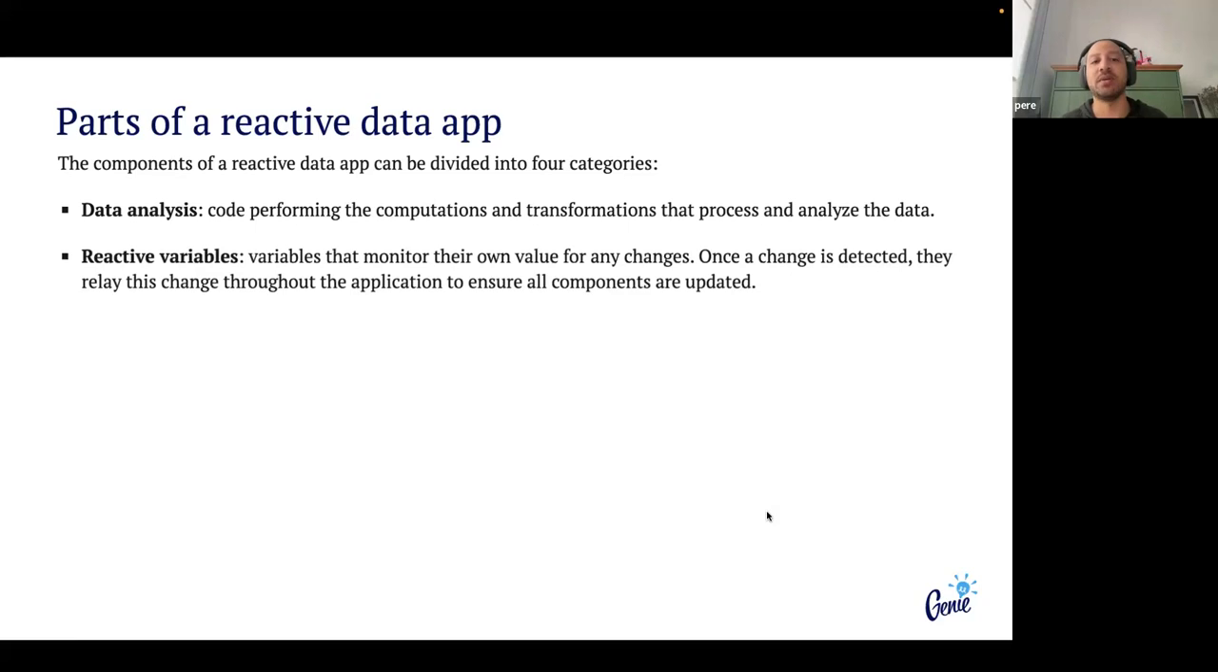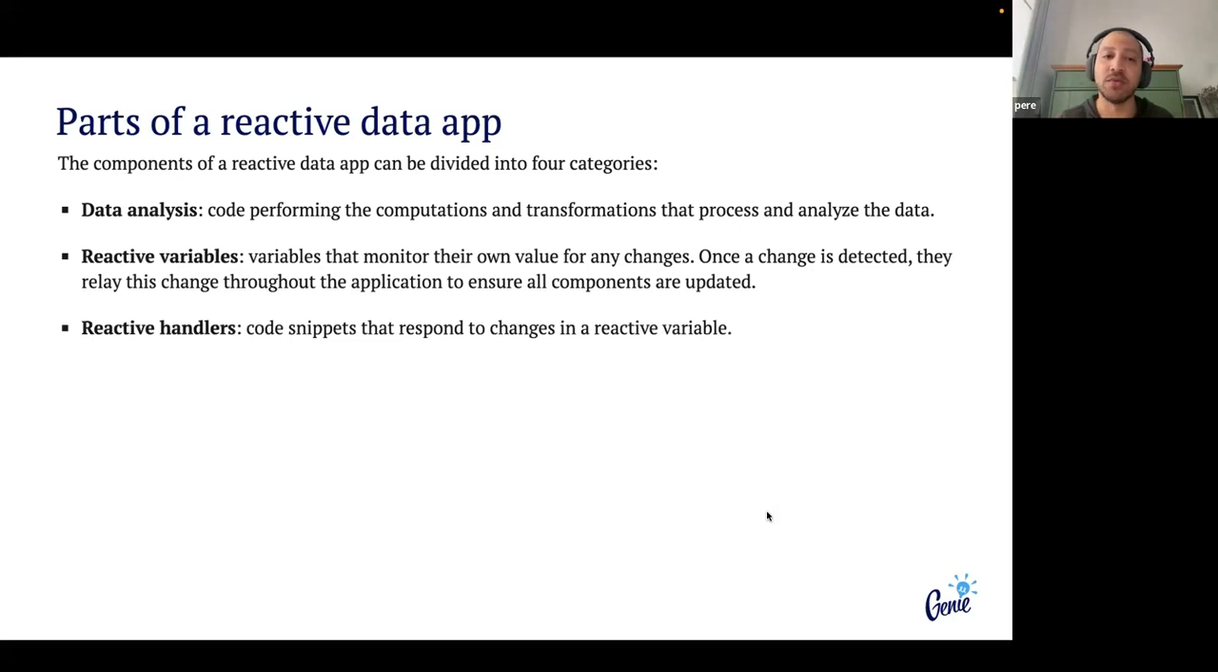Then we have the reactive variables, which are a specific type of variables that monitor their own state to watch for changes. And when a change is produced in their values, this is relayed through the application to all of the parts in the application to make sure that everyone stays up to date with the latest value of these reactive variables. Then we have the reactive handlers, which are code snippets that respond to changes in the reactive variables.